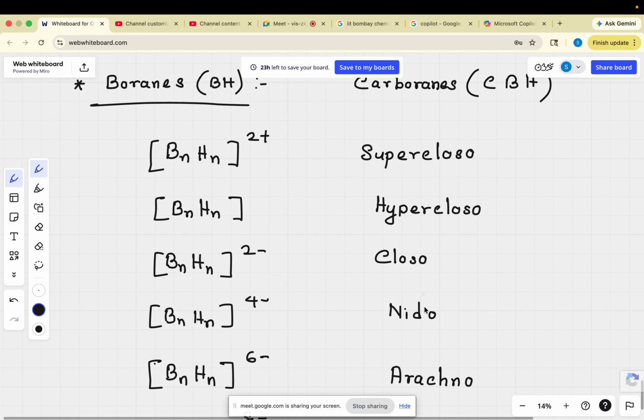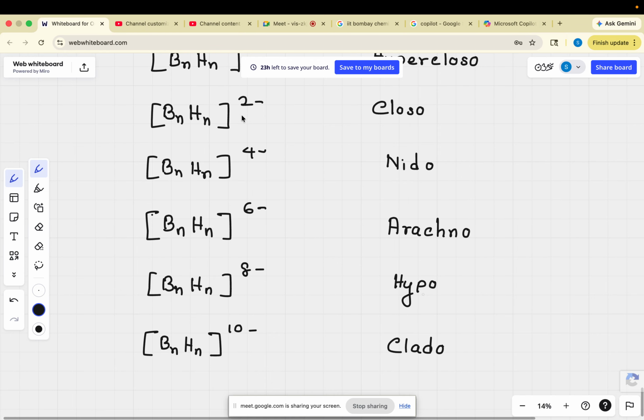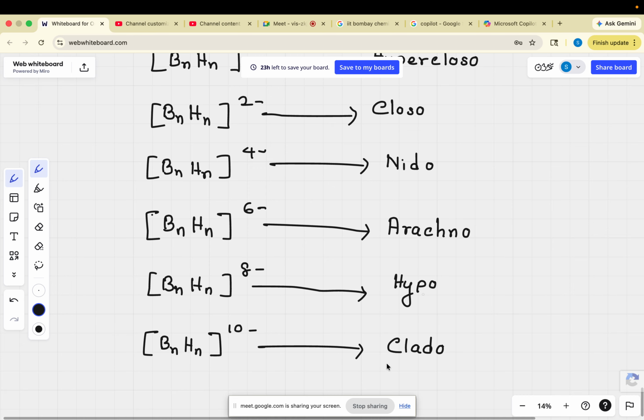Now how to remember this thing? Basically how I remember is, if you are getting 2 minus, it will be directly closo. Now you just multiply 2 minus by 2, what you are getting? 4 minus, so 4 minus means it will be nido. Now 2 into 3, it will be 6 minus, so 6 minus will be arachno. 8 minus, that means you are multiplying 4 by minus 2, so you are getting hypho. And if you multiply 5 with minus 2, you are getting 10 minus, which is your klado. So this is like a series of 2 only. So 2 minus closo, 4 minus nido, 6 minus arachno, 8 minus hypho, 10 minus klado.